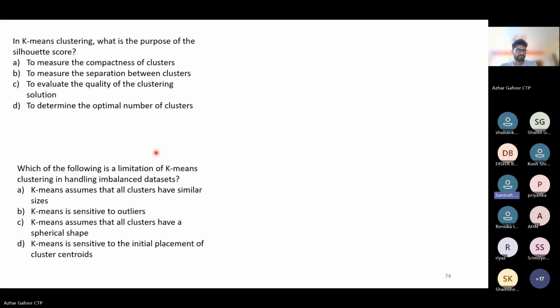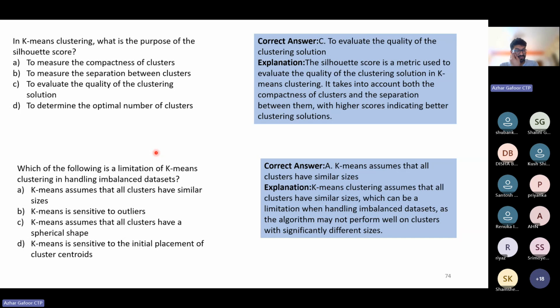Sensitive to outliers, P. Not actually outliers. The actual answer is A. The problem is that in k-means clustering we usually do the averaging, right? So even if we have 1 point or 2 points, the clustering will assume that all the clusters have a similar number of sizes.